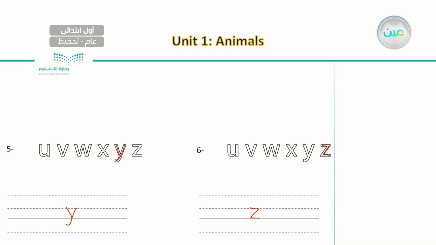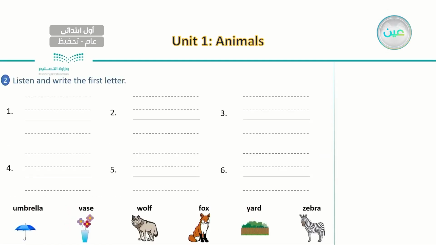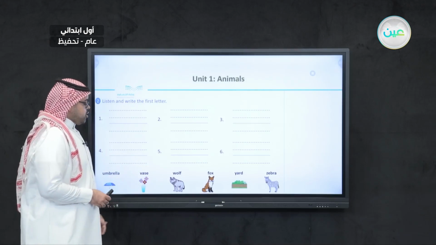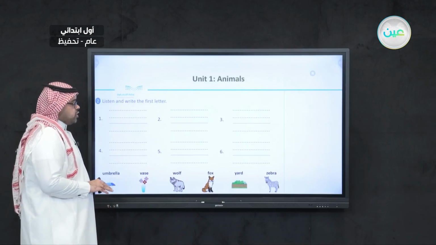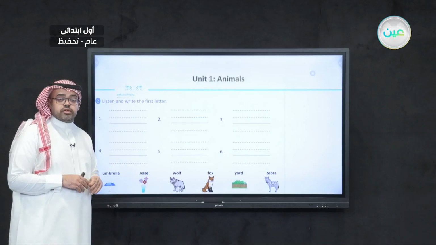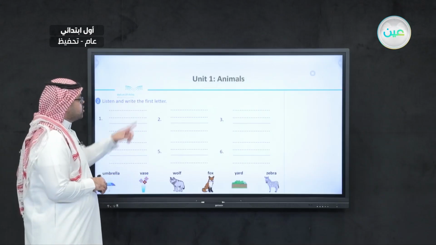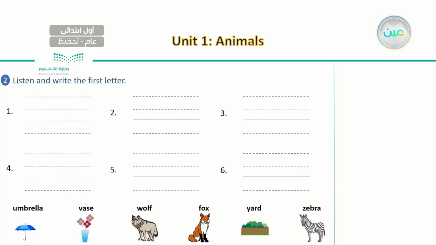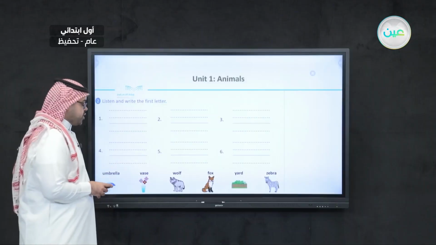So what we did now is that we traced all of these letters. First we listened to them, we traced them, and also after this we write them on the line. Now we're going to do something different. What we're going to do now is that we're going to listen to 6 words, not letters. And then after we listen to these 6 words, what we need to do is to write only the first letters of these words. So let's first listen to these words, say them again, and also we start practicing.